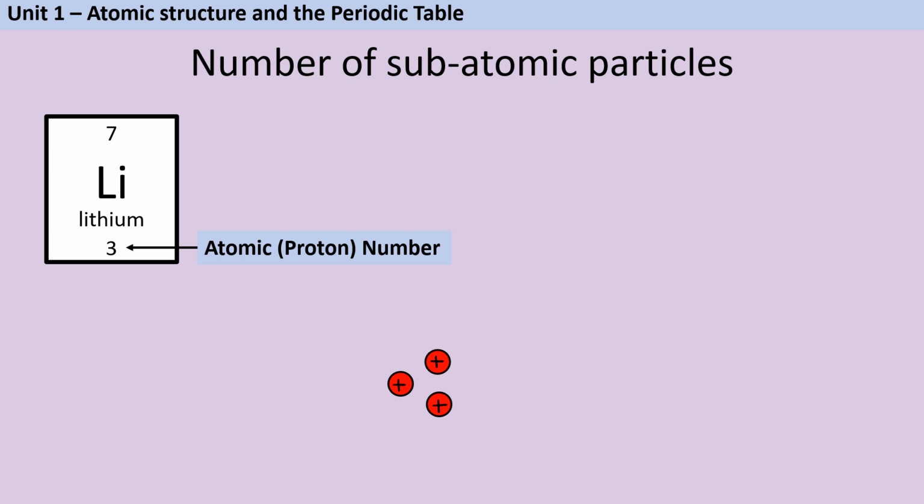That's very important. Every element in the periodic table has a different number of protons. So regardless of anything else, a particle containing 3 protons is always lithium.